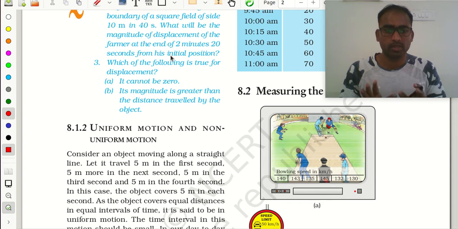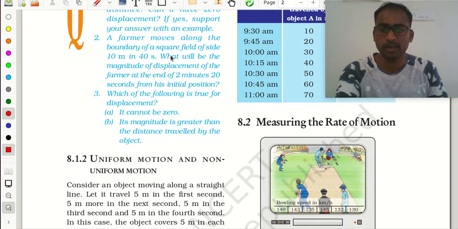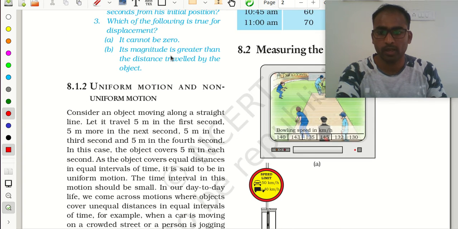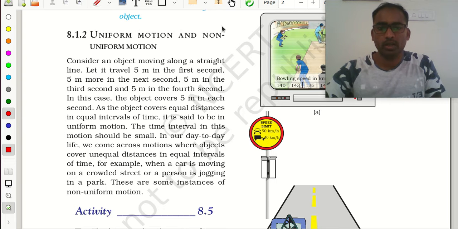We understood what a motion is, how to describe a motion, and what the difference between distance and displacement is. Those concepts are clear. After that I will tell you about vectors and scalars: whether distance comes under vector or scalar, and whether displacement comes under vector or scalar. That difference I will tell you. Before that, in motion itself we have two types.